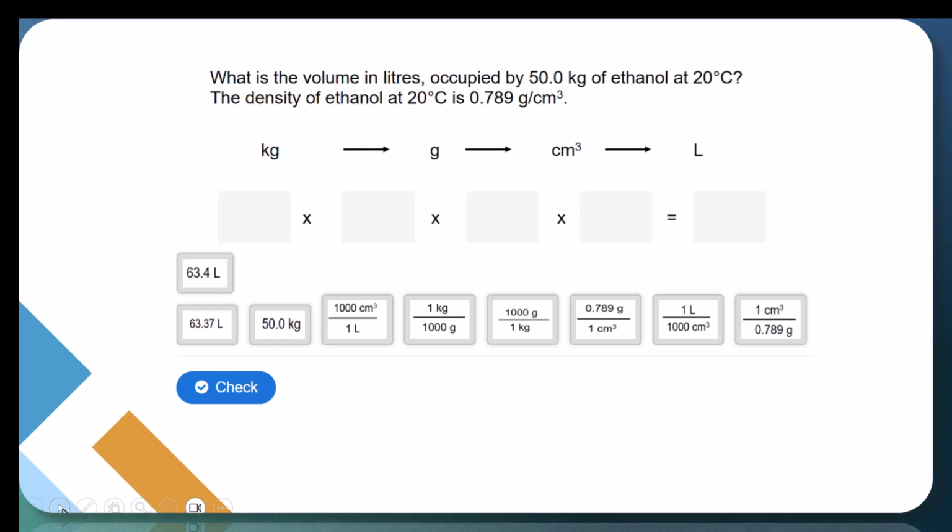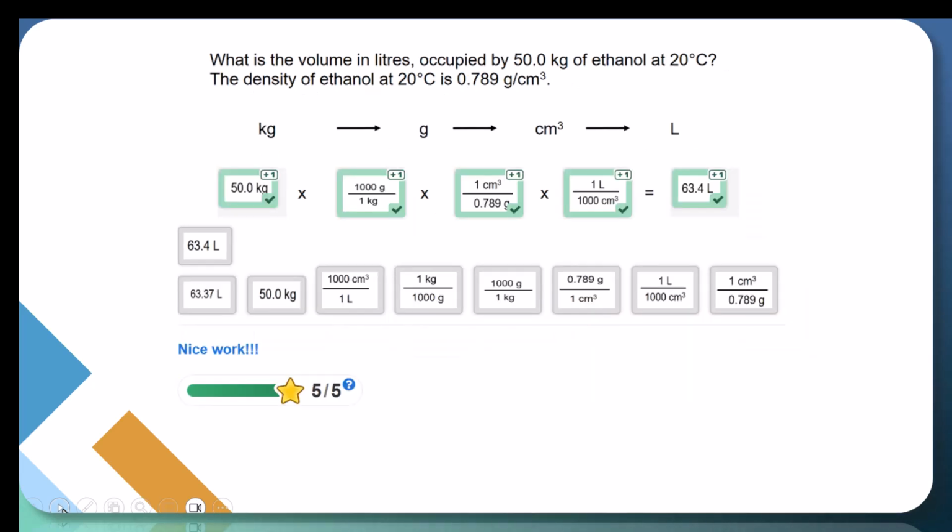And one of the nice things about H5P is they've got this really easy drag and drop type of question, easy in the sense of easy for me to make. And I was thinking, well, maybe I could scaffold how students do a factor analysis conversion type of problem. So this is a simple density problem where we're starting with a mass and transforming into a volume in liters. And you can see that the students have a choice of different conversion factors. And so a completed problem would look something like this.